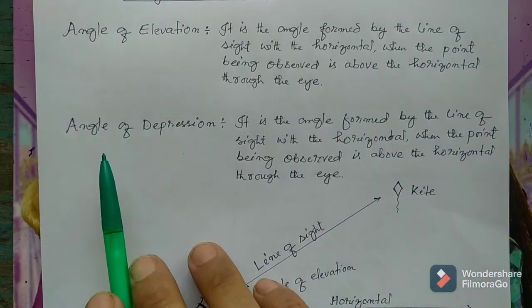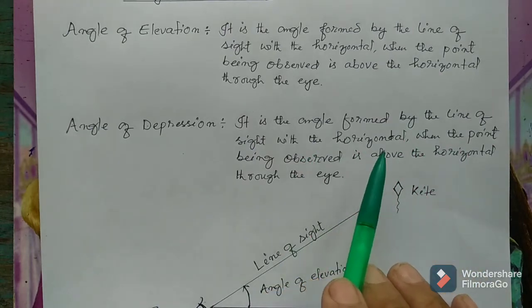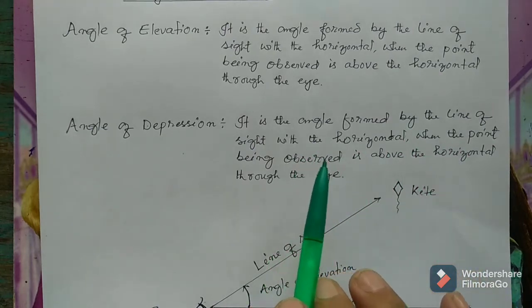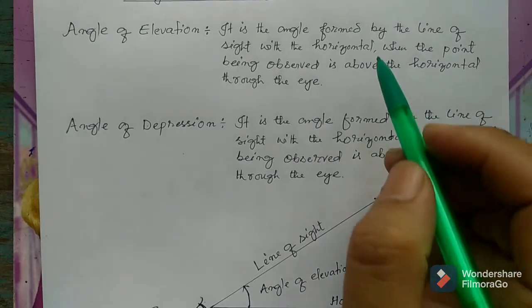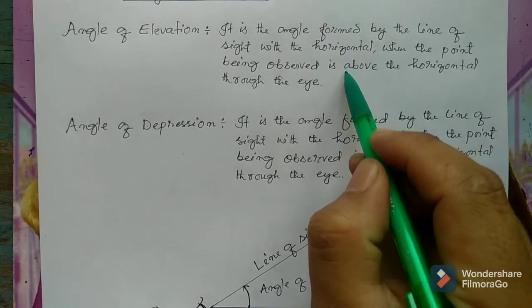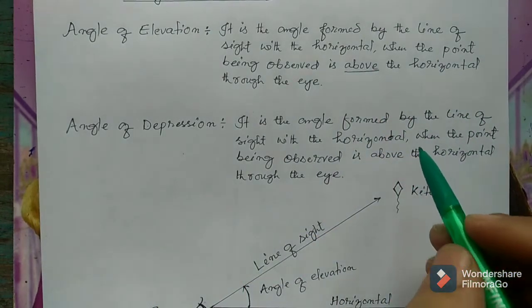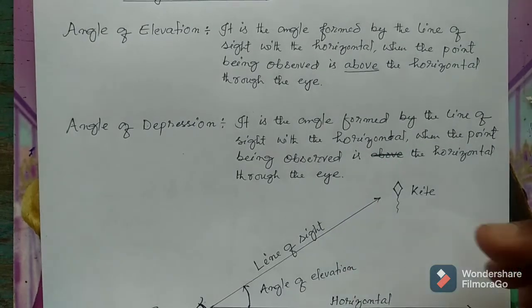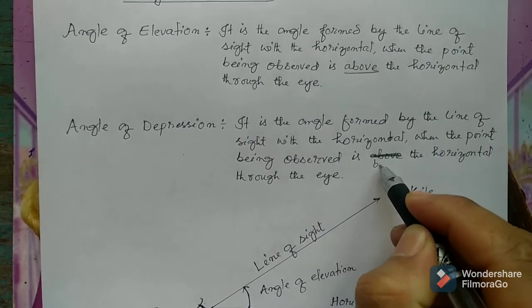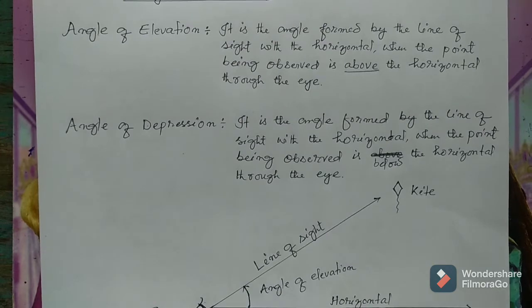And another definition is angle of depression. It is the angle formed by the line of sight with the horizontal when the point being observed is above the horizontal through the eye. The only difference in the two definitions is that for angle of elevation you find the word above, and for angle of depression, it should be below. So this is the only difference you find in the definition of these two terms.